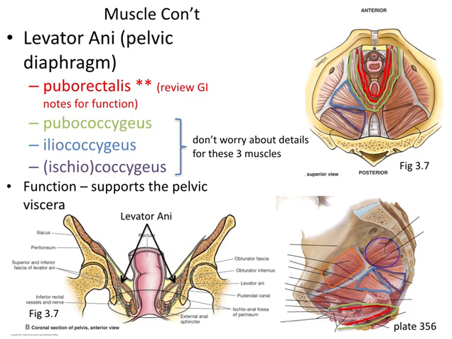So puborectalis is highlighted by the red, and you remember that it's sort of a sling that wraps around the rectum and controls continence. The function of the levator ani in general as a pelvic diaphragm is to support the floor of the pelvis, to support the pelvic viscera inside the pelvis, and to keep them in place.